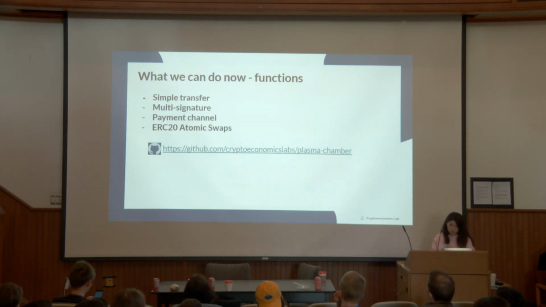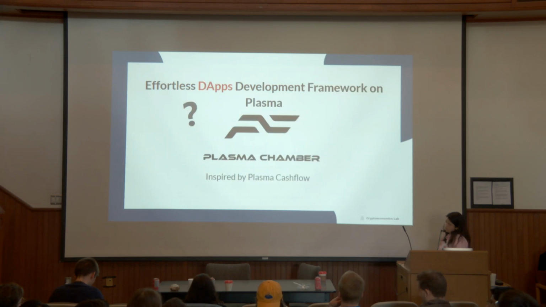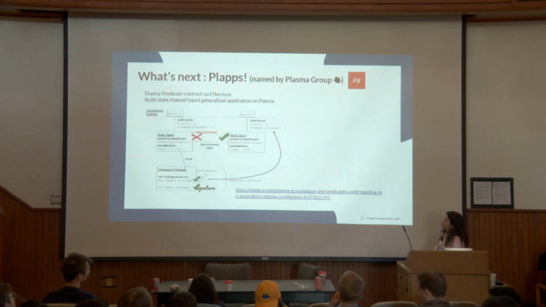And so, summarizing what we can do now, those are the functions that we can have in our smart contract on Plasma, but these are mainly for transfer app functionalities. But what we initially wanted to do was to develop a generalized Plasma framework. So, going through all these transitions of Plasma, what's coming next is PLAPS, named Plasma Group.